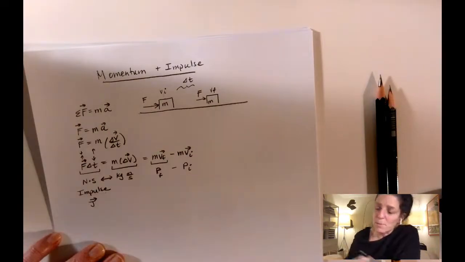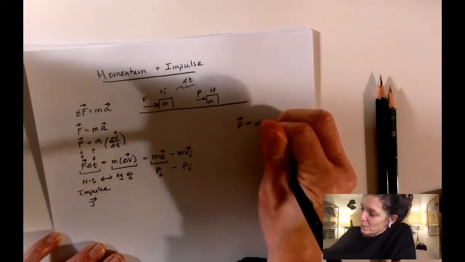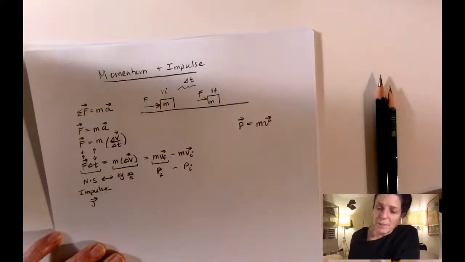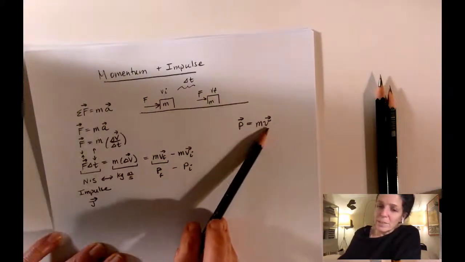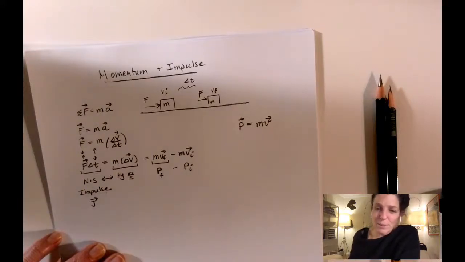Now you might remember momentum. I'm going to define it over here. Momentum is equal to the mass of an object times its velocity. It's a vector quantity, depends on direction, and it's essentially how much stuff you have and how fast you're going. That's what momentum is.